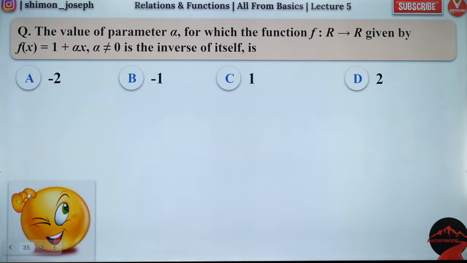This is a nice question. Let's see if you guys can get it. Come on, guys. Everybody, try to solve it. I want you to check the value of parameter alpha for which the given function is the inverse of itself. It is the inverse of itself. When will that happen? How will that happen? That is a question for all of you. Please do it, my dear boys and girls. Very good, very good.